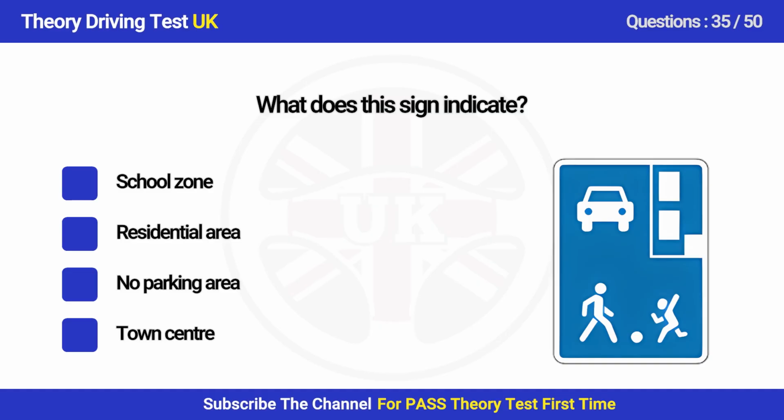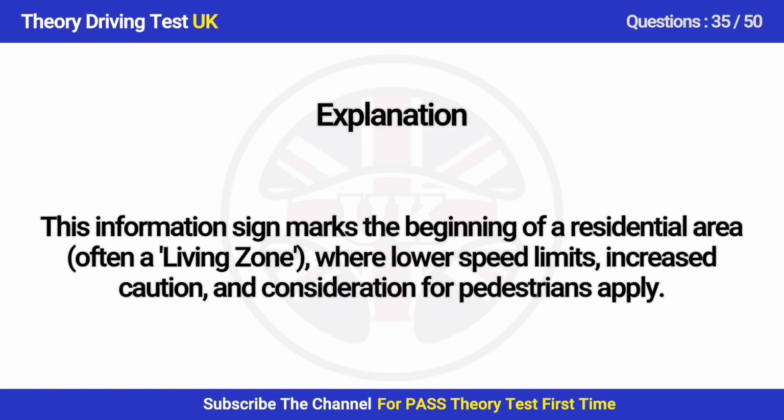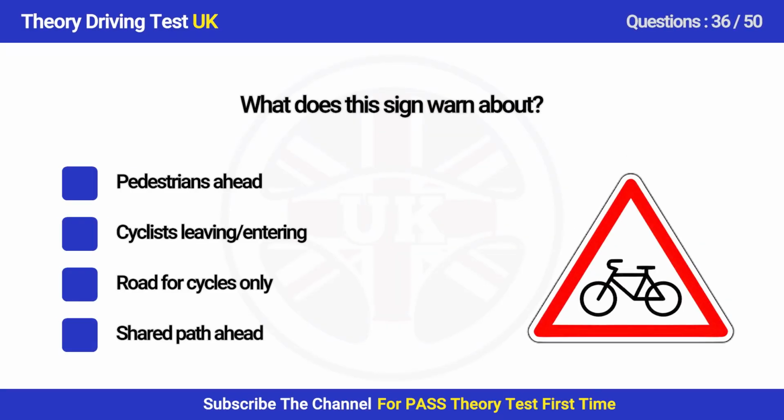A. School zone, B. Residential area, C. No parking area, D. Town centre. Answer is B. Residential area. This information sign marks the beginning of a residential area, often a living zone, where lower speed limits, increased caution and consideration for pedestrians apply. Question 36. What does this sign warn about?